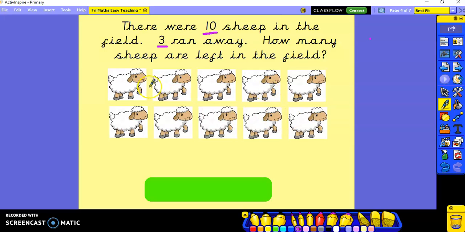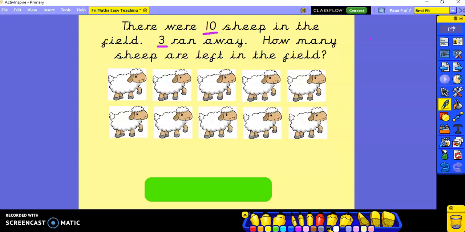So here are my 10. 1, 2, 3, 4, 5, 6, 7, 8, 9, 10. I'm going to take 3 of them away. So pause the video and have a go at solving this yourself. You could draw the 10 sheep if you wanted to, or you could draw 10 dots, and then remember, cross out the 3 that ran away. So pause the video.